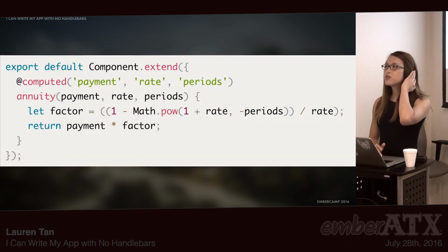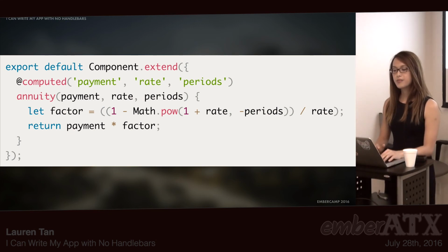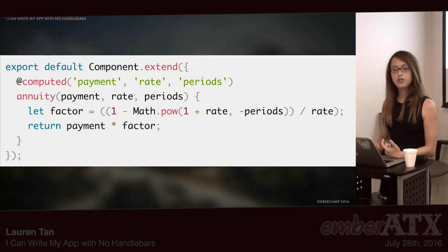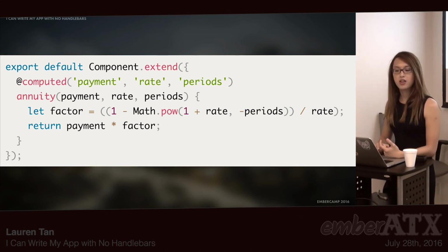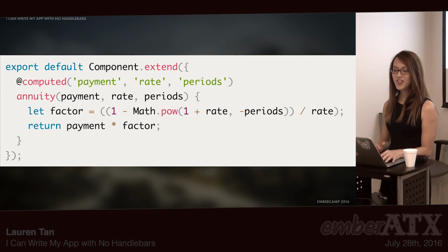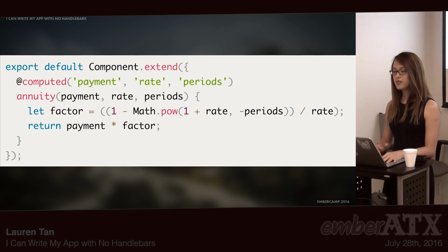Computed properties are best suited for business logic. But sometimes knowing what keys you need to observe can be tricky. For example, here I have an annuity method, a computed property, and this basically is the value. I forgot my finance. It just gives you some number, just think of it that way. And it takes in these dependent keys, the payment, the rate, and the periods.